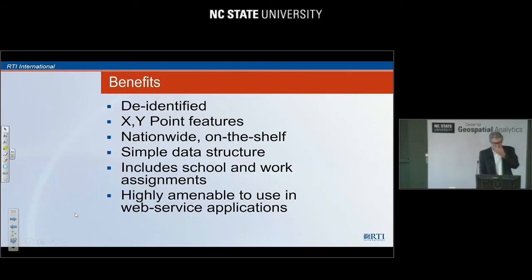All right, so just to summarize really quickly, they're de-identified. There's no names, there's no addresses. You can give it to anybody. It's all public data. They're XY point features, geospatially speaking. This data set we build is nationwide, on the shelf. It's a very simple data structure.